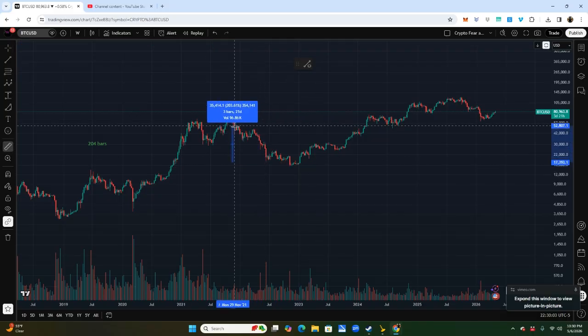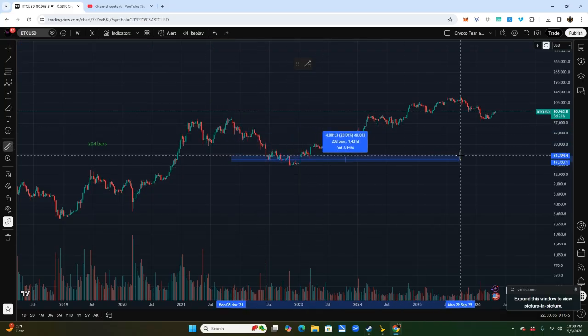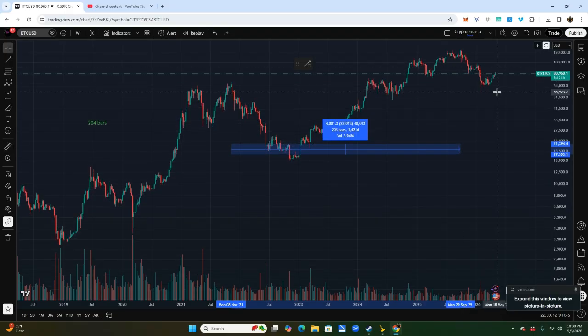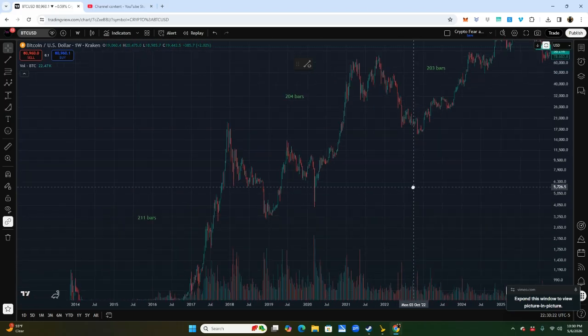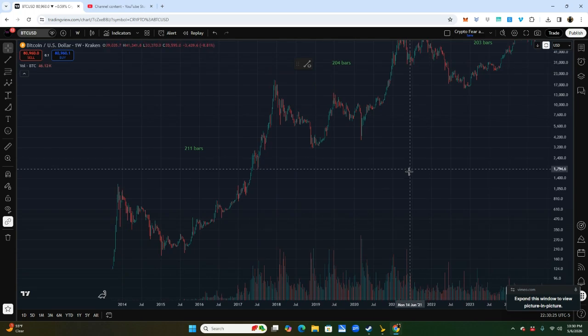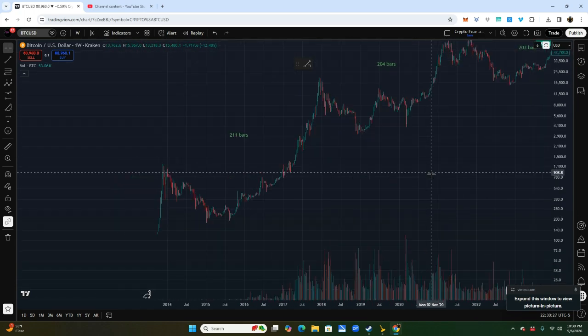Top, the exact top, to the exact top, 203 bars. Well, I think it's actually 203 or 204, but it's pretty close, so let's just do 203. Okay, so that's the top. We'll leave it in green.